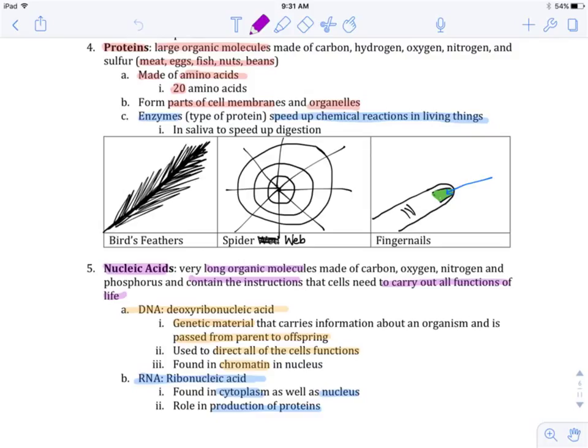Something that's very similar to DNA, but a little different, is something called RNA, which is ribonucleic acid. It is found in the cytoplasm of a cell as well as the nucleus, and it is responsible for the production of proteins. As we move forward, we'll begin to connect how amino acids help us build proteins and where your cells learn how to read the DNA.